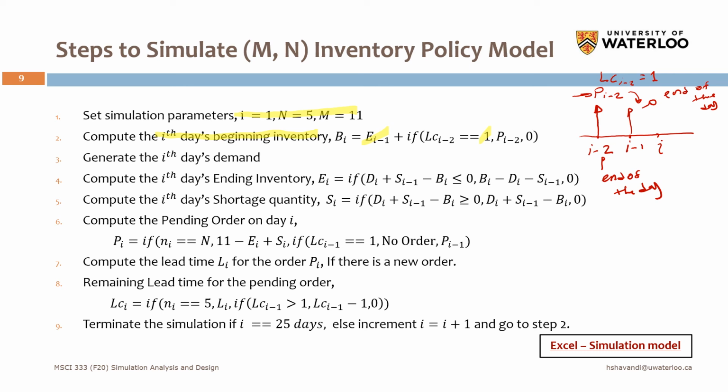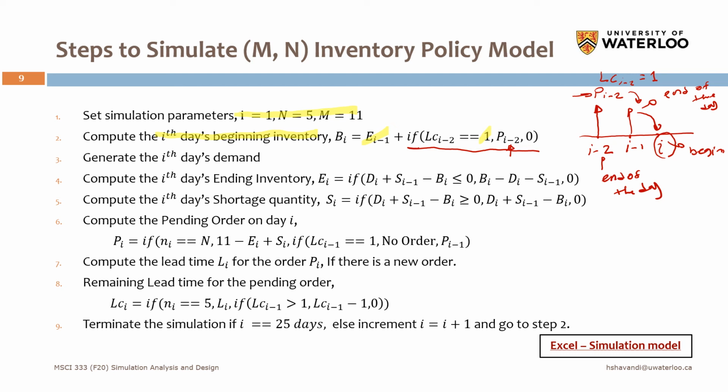Since it's the end of the day, at the beginning of day I we will have that quantity in inventory. This is why we have this if condition here: if the remaining lead time 2 days ago equals 1, then we will have P(I-2) in the inventory at the beginning of day I.